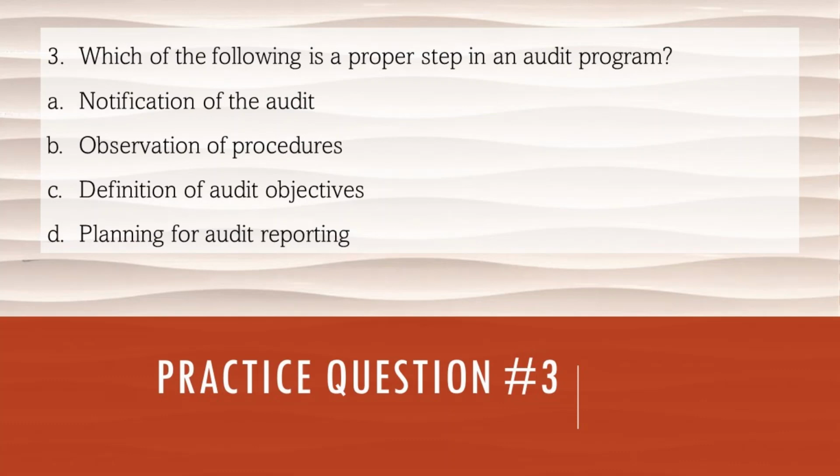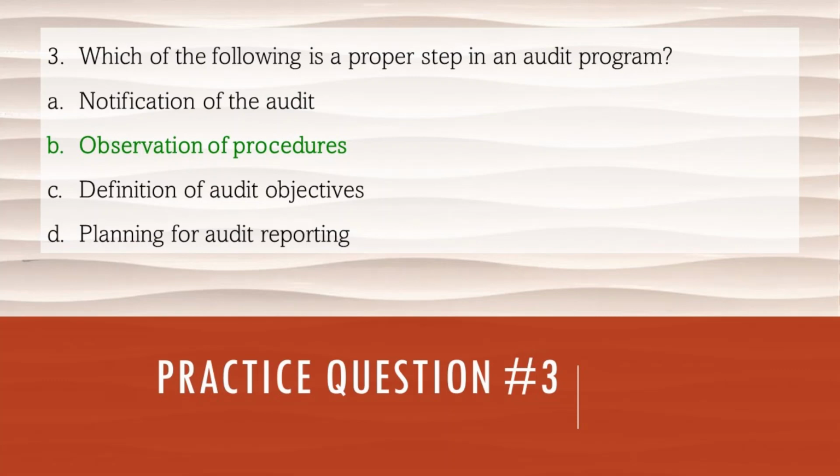D, planning for audit reporting. No. That is not something that should be in your audit program. Remember, the audit program includes the detailed testing steps that you want to perform and that you want your team to perform. It includes observing procedures. It may include inspecting documents. It may include testing certain account balances. So that's why D is not the answer and B is the answer.